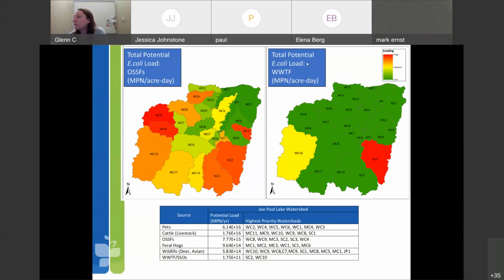And then for wastewater treatment facilities, now this is a little biased, but this is pretty much the locations where they're found. So there was only 5 that are actually permitted. So therefore, this is just showing it could have a high potential loading, but that doesn't mean that they're actually causing an impairment. It's just that the majority are located in this region.